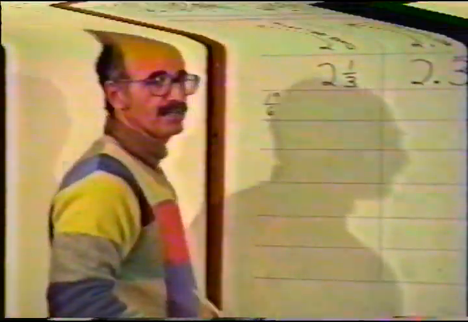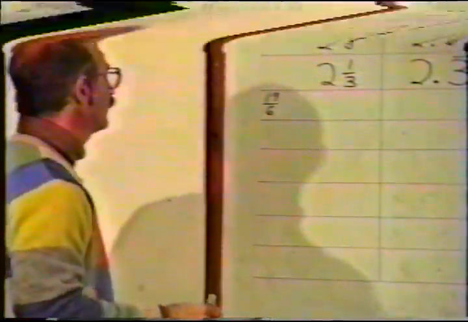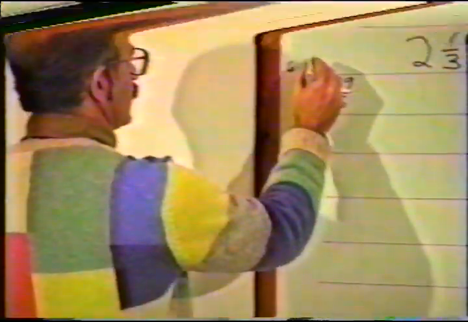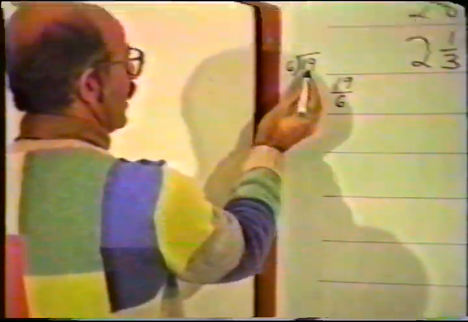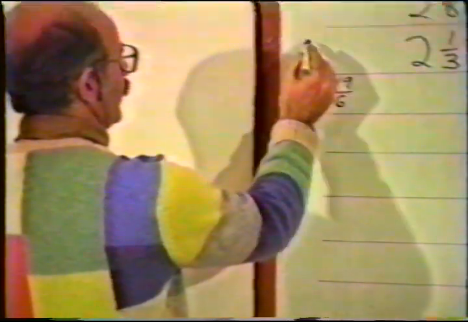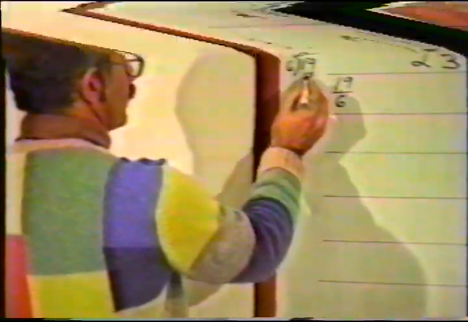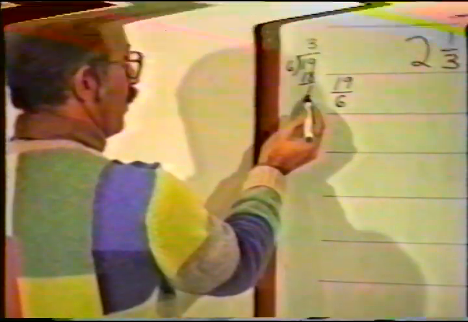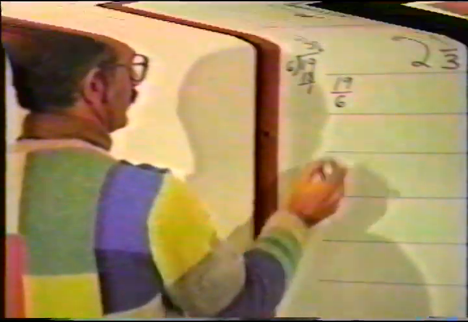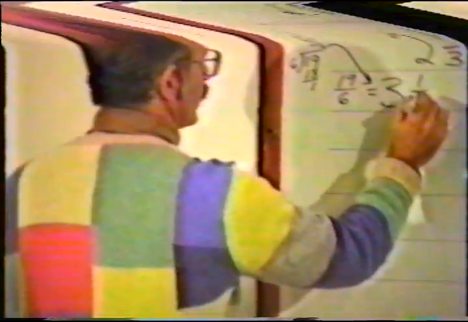19/6. What kind of a fraction is that? An improper fraction. Let's divide the bottom into the top. 6 into 19. How many times does it go? 2, and even more than that. 3. 3 times 6 is 18. Subtract and get 1. 1 what? 1/6. 3 and 1/6. 19/6 is 3 and 1/6.